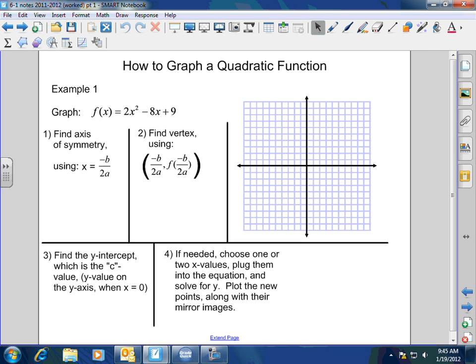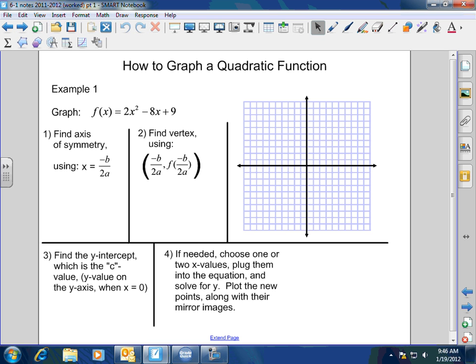We know that there's a line that cuts the parabola into perfect halves called the axis of symmetry, and that is found by using the formula x equals negative b over 2a. It is an x equals equation. It is an invisible vertical line going through the vertex. And the vertex is basically the point that determines the maximum or the minimum values of a parabola.